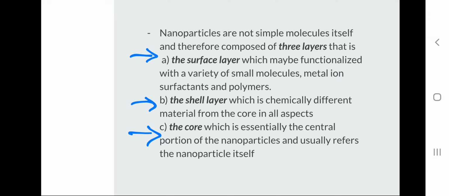The surface layer has many different molecules, small molecules, metal ions, surfactants, and polymers. And this is the outermost layer, and the shell layer is chemically different material from the core. And the core, that is the central portion of a nanoparticle, is usually referred to as the nanoparticle itself. So these are the 3 different layers of a nanoparticle: the surface layer, the shell layer, and the core.